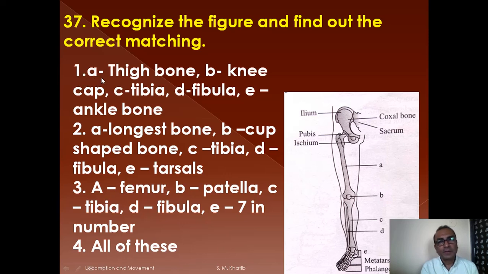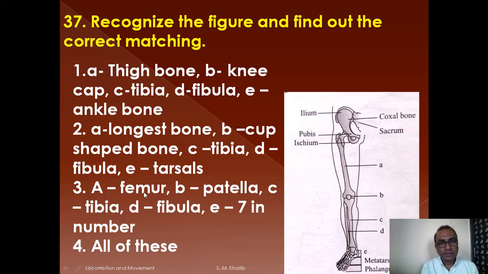Option 1: A, thigh bone, that is correct. B, knee cap, is correct. And C, tibia, D, fibula, correctly matched. Number 2: A, longest bone, thigh bone is the longest bone, that is true. B is cup-like or cup-shaped bone, that's true. C, tibia. D, fibula. And E is pointing to the tarsus, that's also correct.